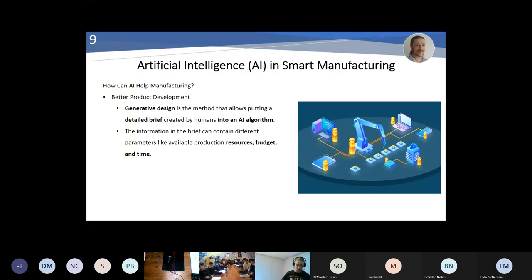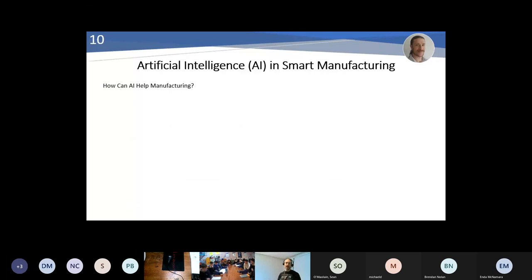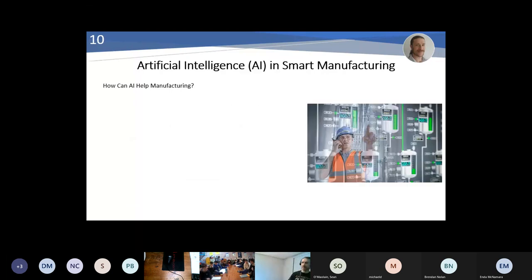But it can save humans all the time of going through all the bad ideas, or just generally examining situations that aren't very useful. So as I'm saying here, the algorithm examines all possible variations and then generates a few optimum solutions. And artificial intelligence is almost completely objective without any unproven assumptions, unlike humans. So that's another problem we're going to run into as humans. We will have assumptions, whether we know it or not. We all have biases. We all have assumptions. We make assumptions day to day as we carry on. And if we've made some sort of unproven assumption, we could continue to make that, and we could go completely down the wrong route without being able to step forward, whereas our artificial intelligence system shouldn't suffer from that same problem.